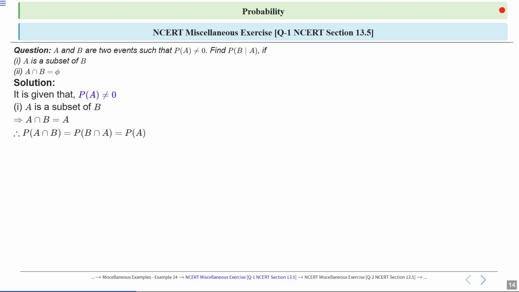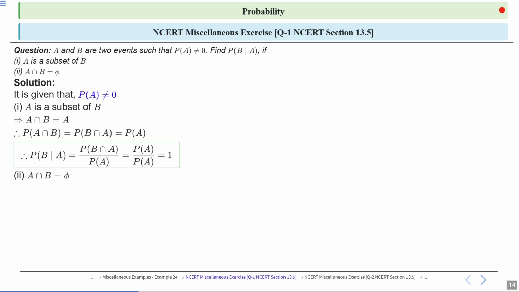Therefore, probability of A intersection B equals probability of B intersection A equals probability of A. Therefore, probability of B given A is equal to probability of B intersection A divided by probability of A, by the conditional probability definition. And here probability of B intersection A is probability of A. So probability of A divided by probability of A is equal to 1. So probability of B given A equals 1. So I hope it's clear for you.